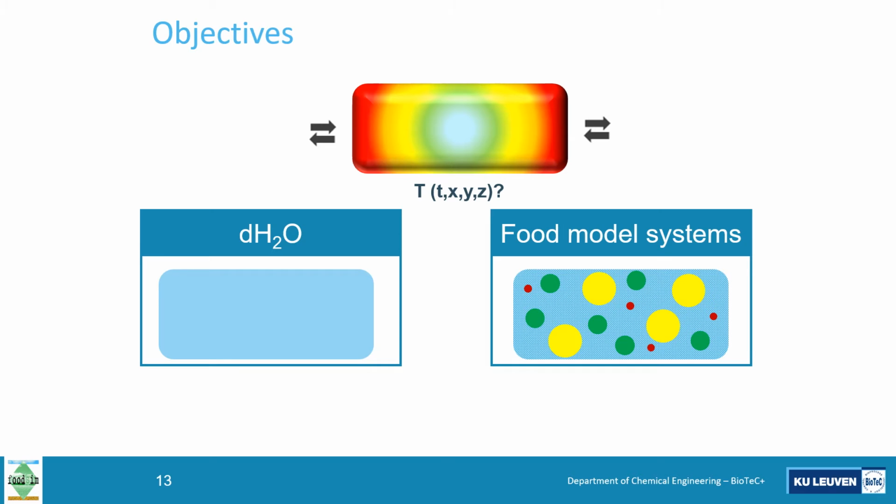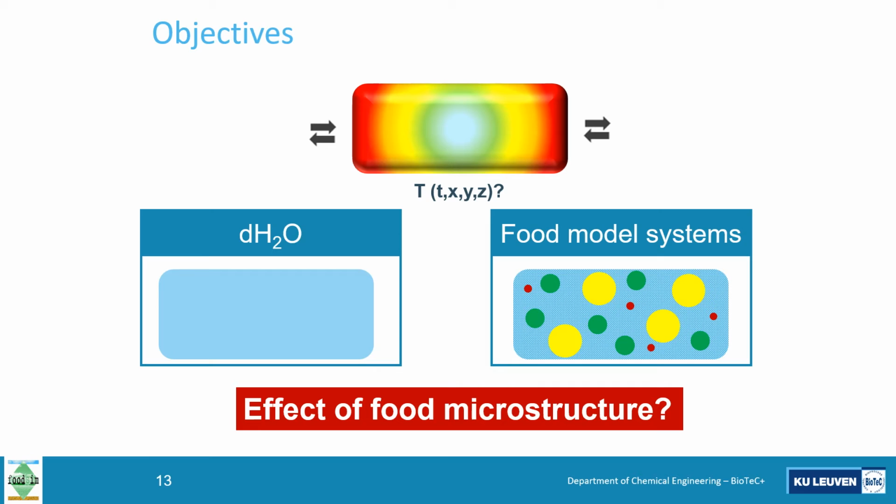For this we used different food-like systems, well, some of them at least. We used artificial food model systems based on fish products, and we compared this with a simple distilled water case, for which we did the simulations in this study, because that's much simpler than the more complex food model systems with fat, protein, salt, and a relatively high viscosity. What we wanted to know is the effect of food microstructure during the heating process, and also when you inactivate bacteria.